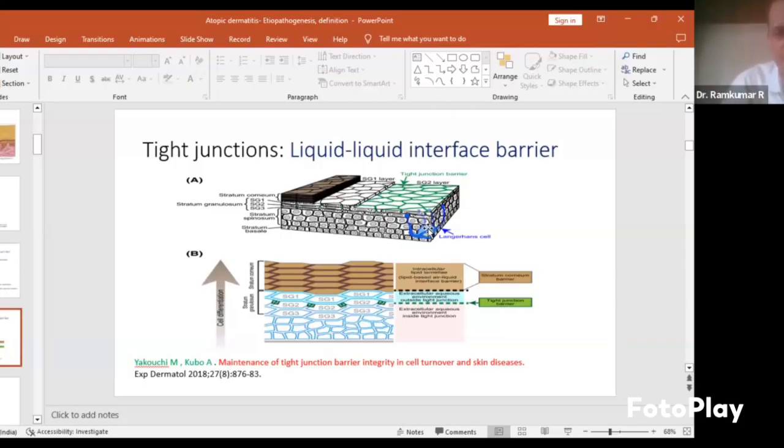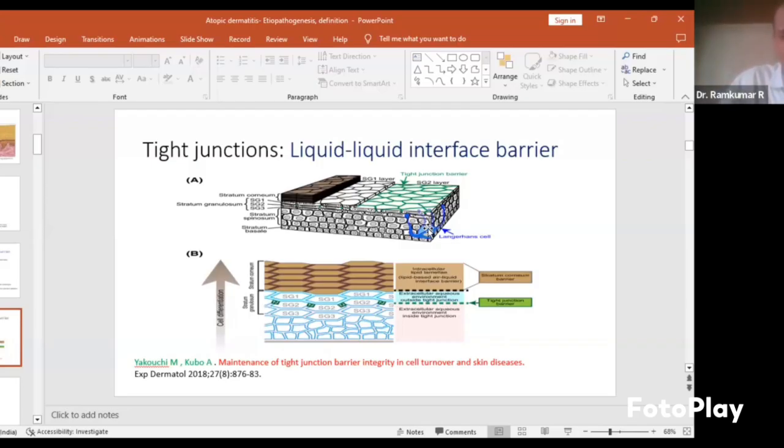And in fact, whenever the tight junctions are damaged, these Langerhans cells will cross this tight junction and peep through. It's like a window, and get access to the antigens which are outside the tight junction. In fact, nerve fibers never cross the tight junctions in a normal healthy person. As I will elaborate later on, they cross the tight junctions in atopic dermatitis.